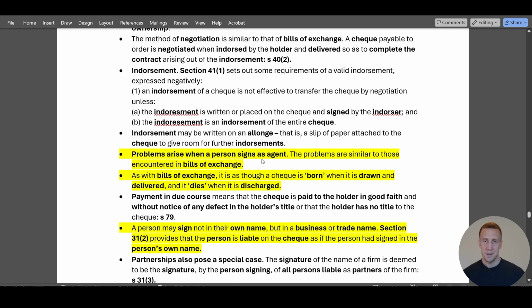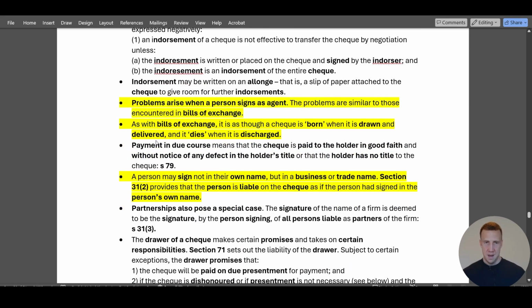Problems arise when a person signs as agent. Again, the problems are similar to those encountered in bills of exchange we covered in the last video. As with bills of exchange, it is as though a cheque is born when it is drawn and delivered, and it dies when it is discharged. Payment in due course means that the cheque is paid to the order in good faith and without notice of any defect in the holder's title, or that the holder has no title to the cheque.